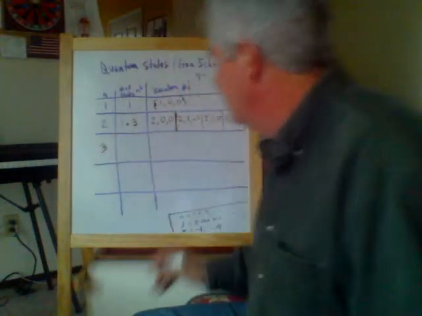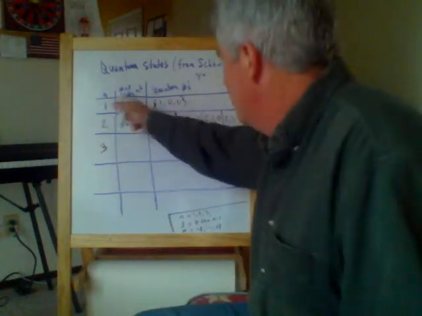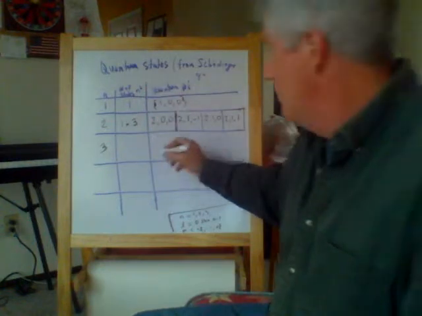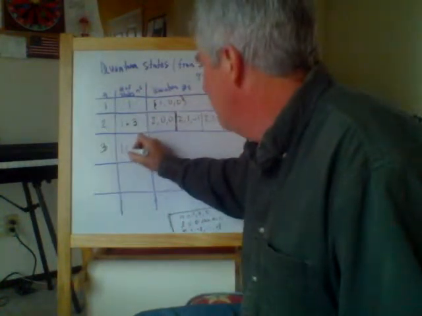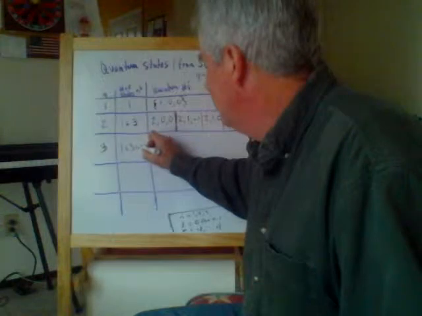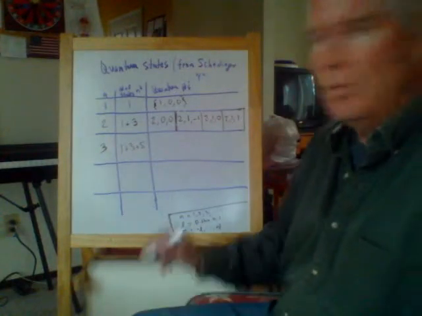We go on to the third one. So when n equals 3, the number of states is going to be n squared, or 9. I'm going to draw this as 1 plus 3 plus 5, and you'll see why in a second.